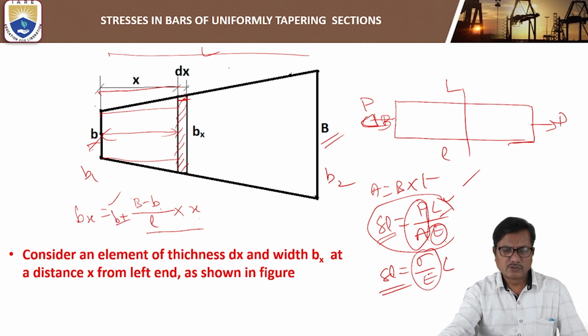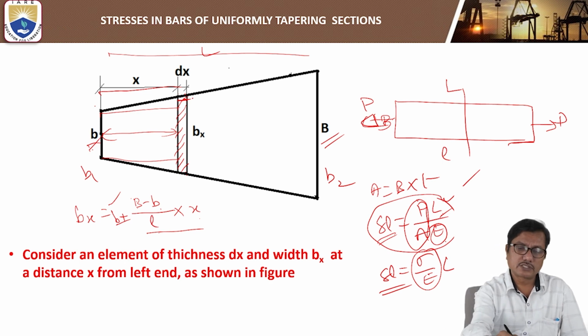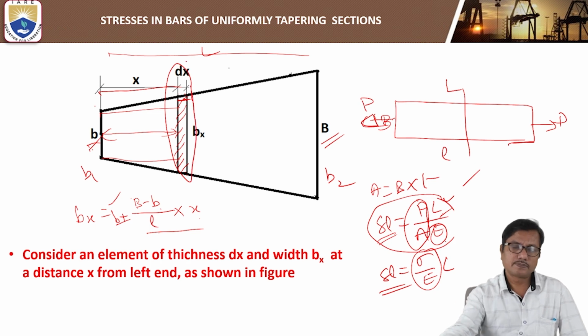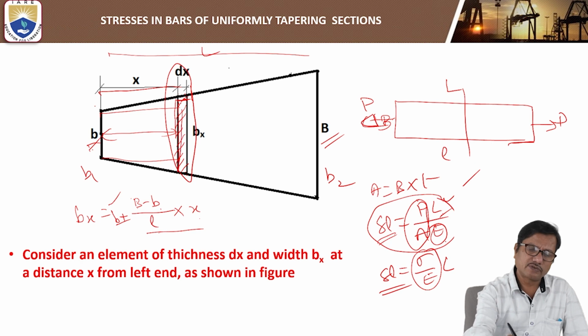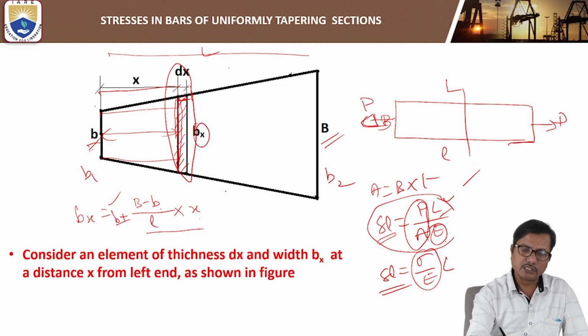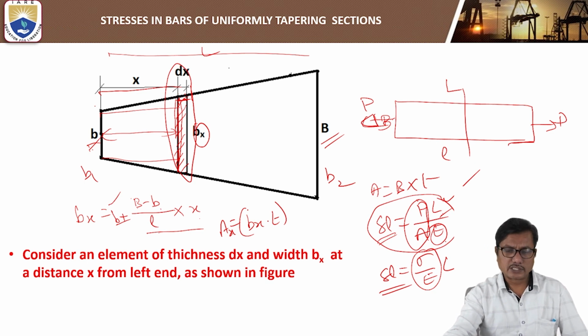So first we will find the elongation of this elementary strip of width dx, treating it as a rectangular bar of length dx. A rectangular bar means uniform section. So what will be the area of cross section here? Width is bx and thickness is t, so bx into t will be the area of the section at distance x.